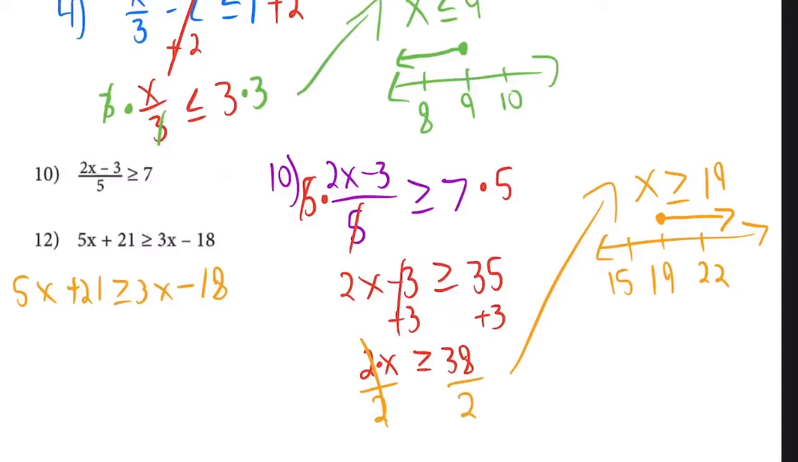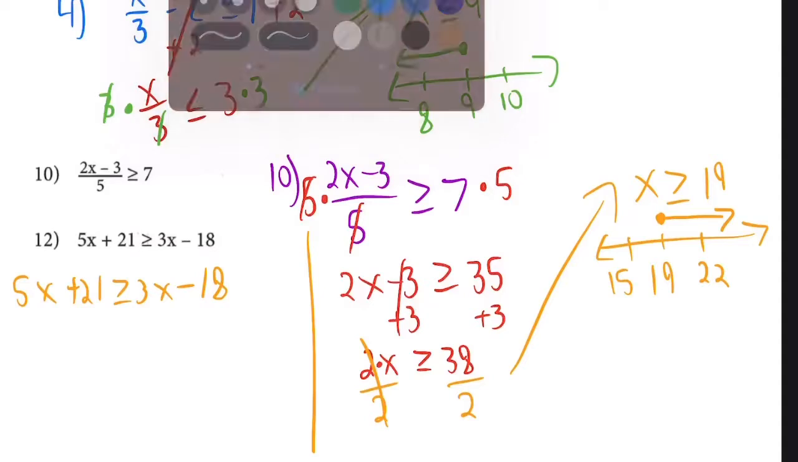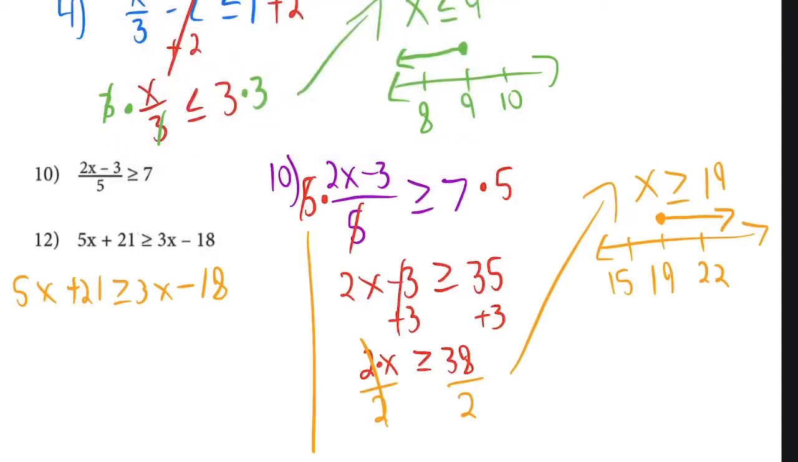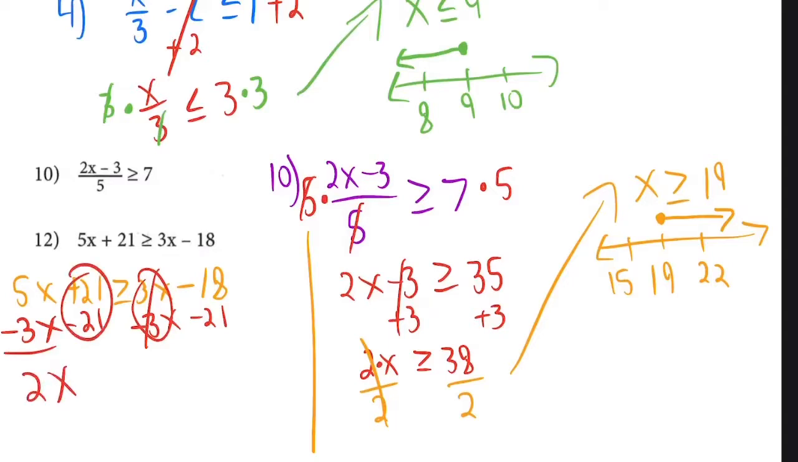5x plus 21 is greater than or equal to 3x minus 18. Okay, so we're going to do two things at once. We need the x's on one side, and we need the numbers on the other side. So I'm going to balance out the x's right there. That's going to leave me with 2x on the left. And I'm going to balance out this number because I don't want that over there.